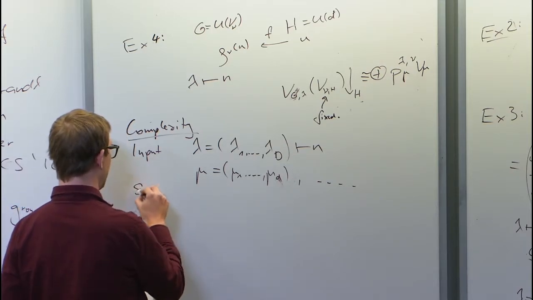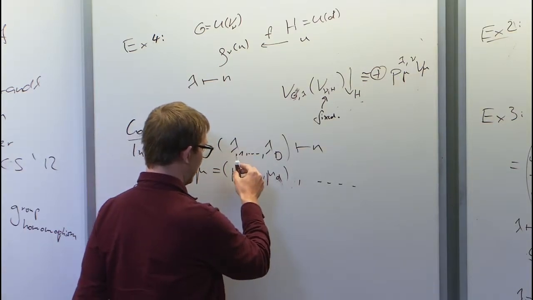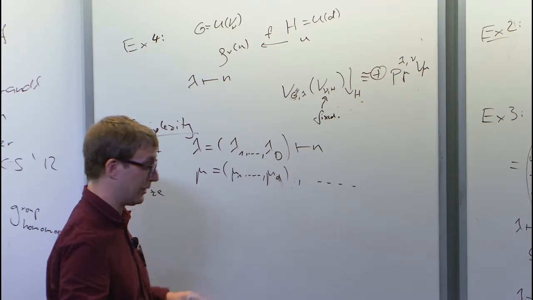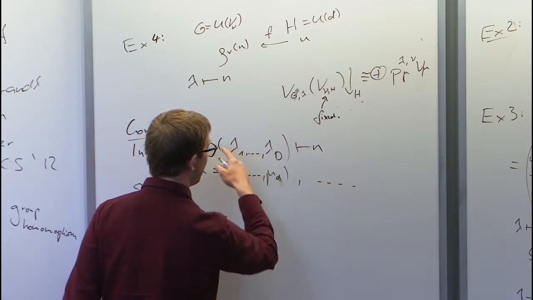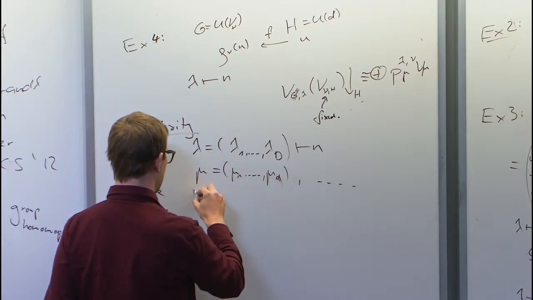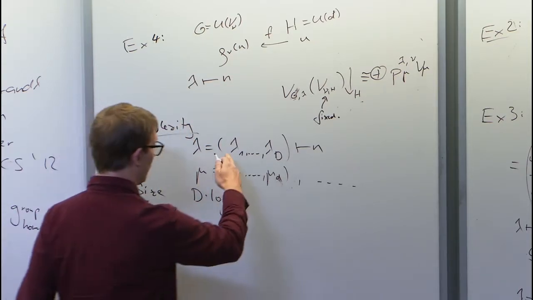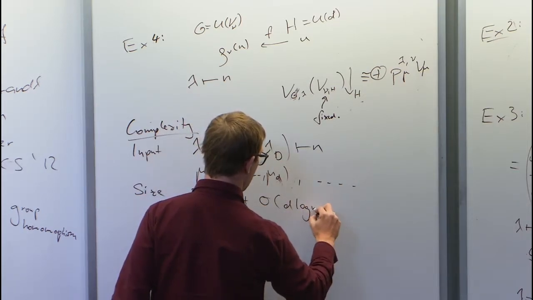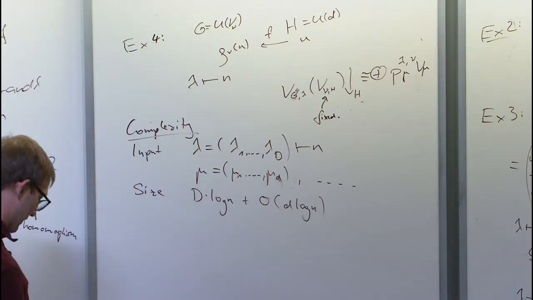Now, what is the input size? What's the size of the input? Well, the input is presented to me as a sequence of integers, each of which I can encode in a bit string. And if I assume that the total number is n, then also the maximum number for each of them will be n. And therefore, the input size will be d numbers times logarithm of n to encode their length, plus maybe order d of log n for encoding the mu. So that's the input size.